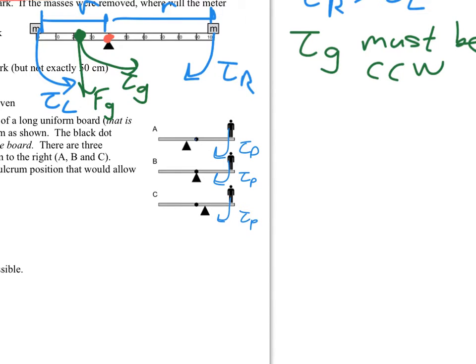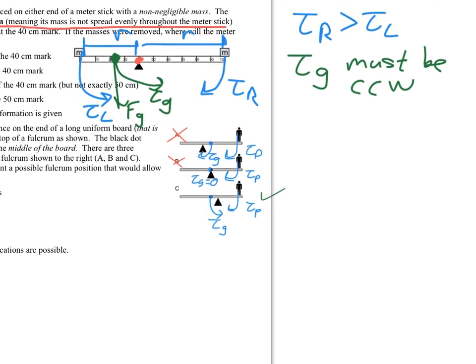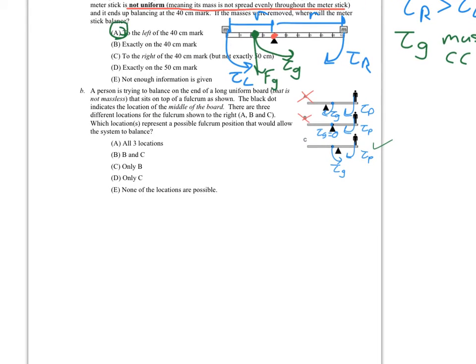If we have our center of mass here, we're also going to have a torque of gravity going in the clockwise direction, so A is no good. If we have our center of mass here, our torque from gravity is going to be 0, so there's nothing to balance it with. But if we have our torque from gravity on the opposite side, that will create a counterclockwise torque, and that means that C is okay. So our correct answer choice here would be that only C would work.